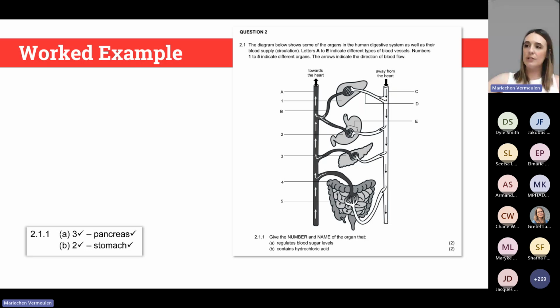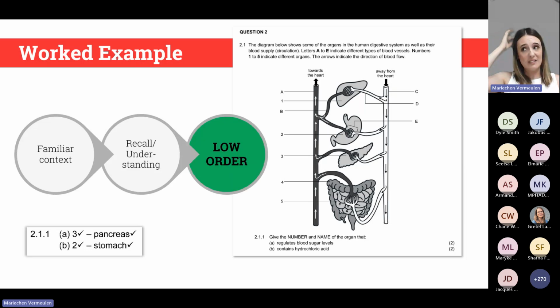Okay, so we've read the stem of the question, so we're going to look at the individual ones. We know now question 211 says, give the number and the name of the organ that regulates blood sugar levels and that contains hydrochloric acid. And there you can see the memorandum for the question. And I think the question is just stating the function. Learners must merely recall the organ that performs that function and then relate it to the drawing on the diagram. So I think we can all agree this is definitely a lower order, remember, recall, understand type question. Okay, so that's easy peasy. And again, we started our question with a lower order question.